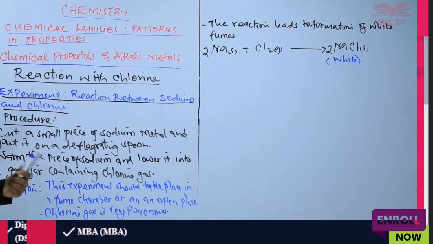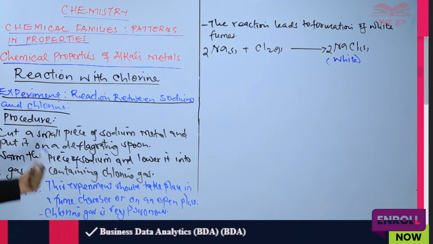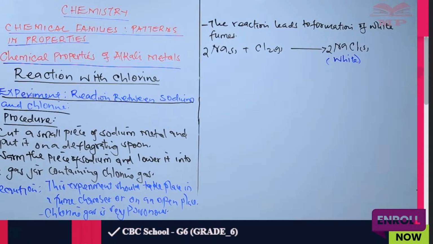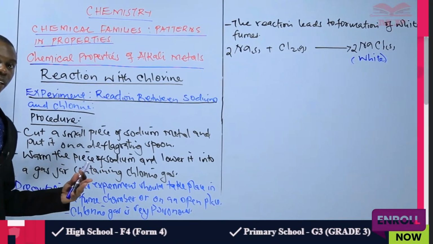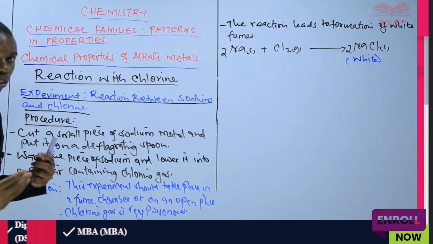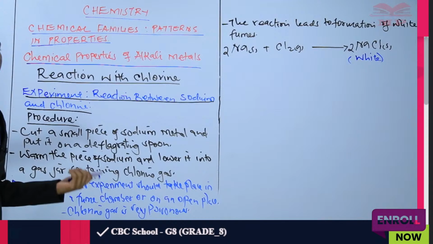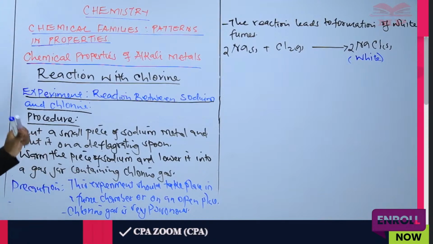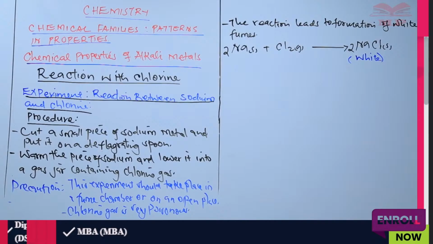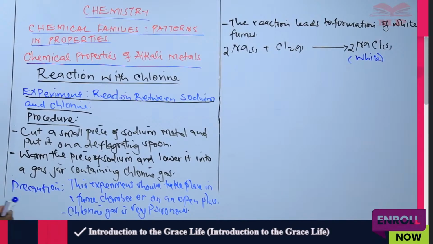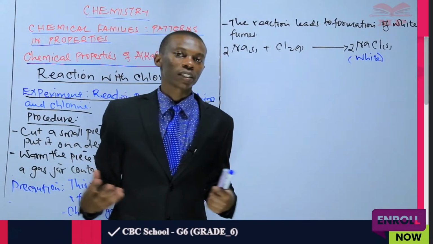Remember again, I've told you to always use small pieces of these metals because sodium is a very reactive metal, and it is highly reactive. Remember, in the previous lesson we said the reaction is very vigorous. Therefore, it can even explode into a flame, and therefore use small pieces. And remember always, experiments involving poisonous gases should take place in a fume chamber. So that is how sodium reacts with chlorine gas, and that's what I wanted you to understand in this lesson.